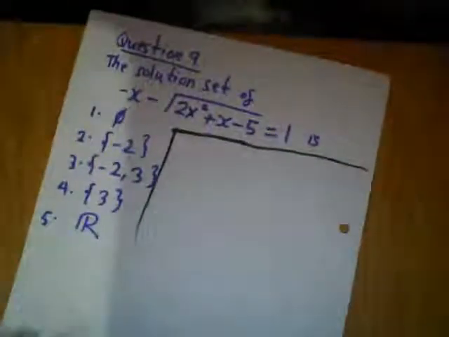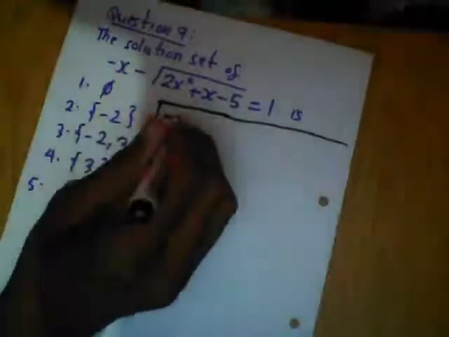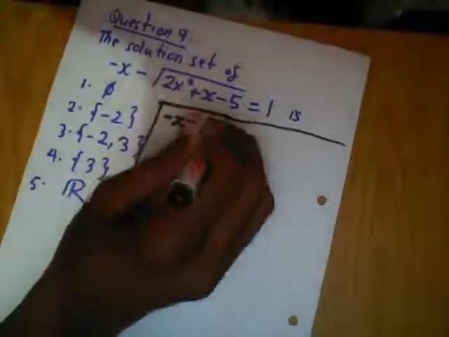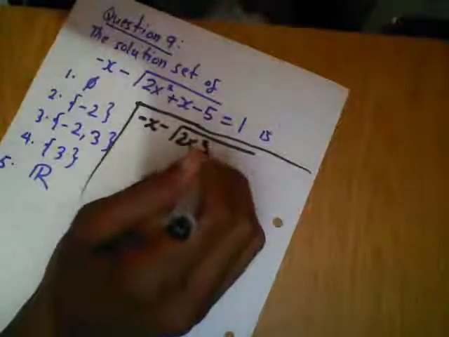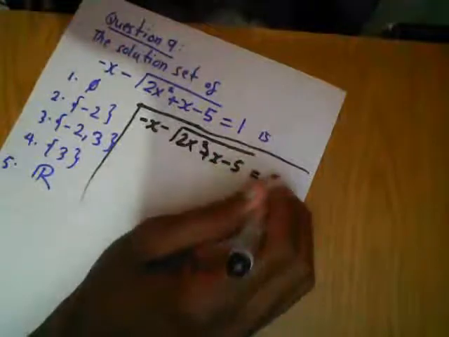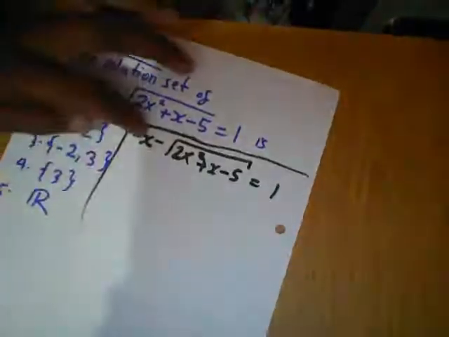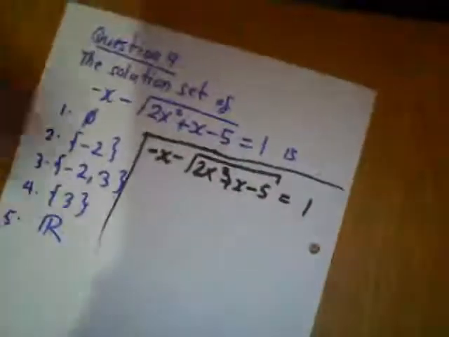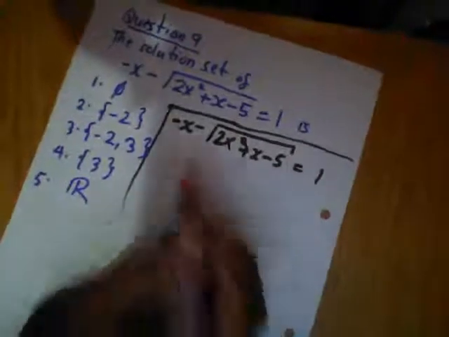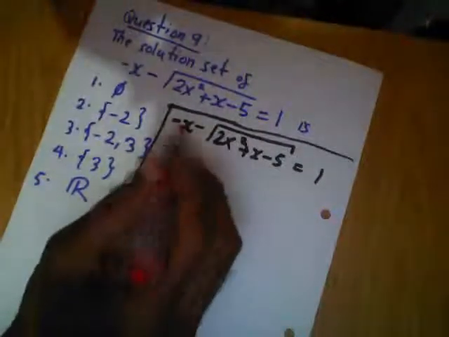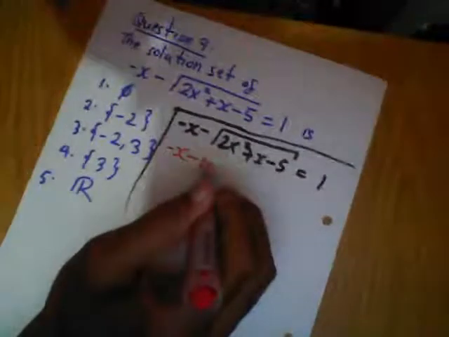So let me take that question right there. Given -x minus a root of 2x squared plus x minus 5 equal to 1. What I'm going to do, I'll take this one to the other side and 1 comes this side, so that this square root is going to be positive. Whichever way you do it, as long as you're doing it the right way. So I'll take this one over, so it's going to be -x left, and then 1 comes here, it's going to be -1 equal.